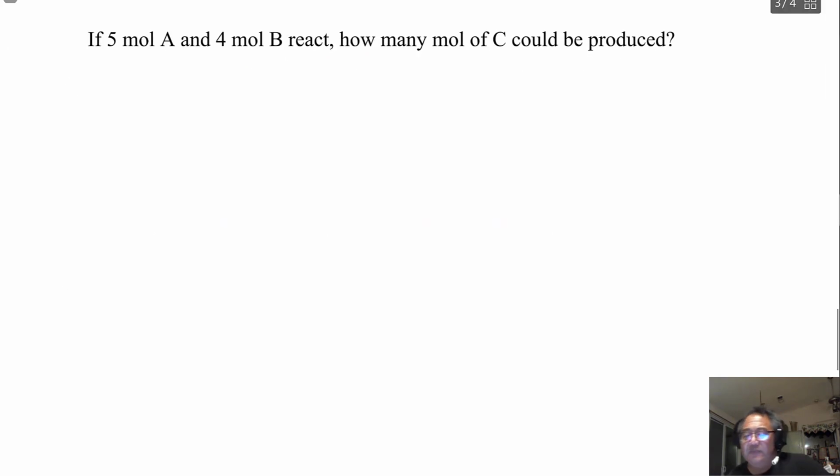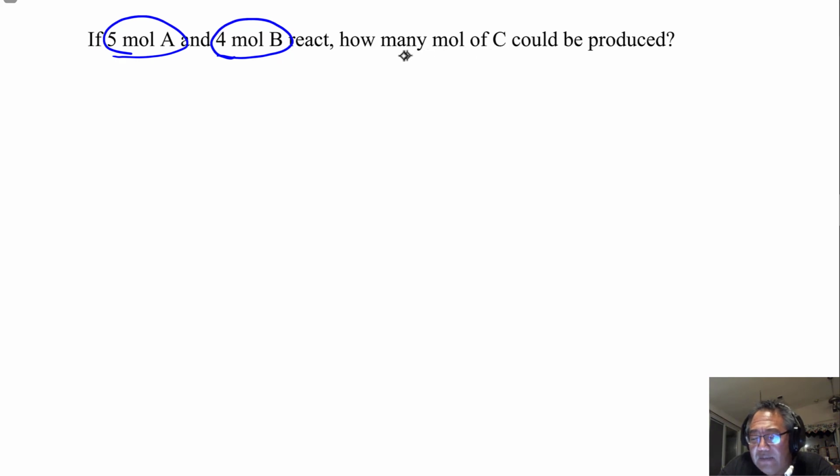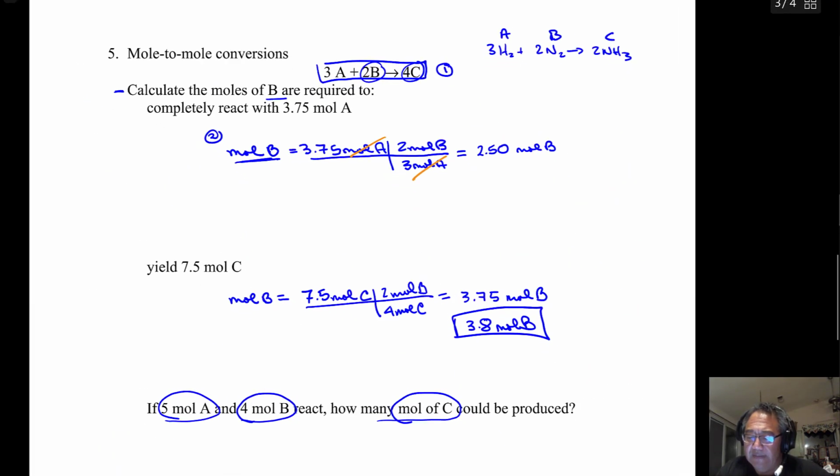So this is what I want you to do. This problem is the bicycle factory, but with sort of a chemical reaction slant to it. You have 5 moles of A and you have 4 moles of B. I want you to figure out what the theoretical yield is, how many moles of C could you produce, okay? So this is the thing that I'll tell you, and then I'll let you try it.